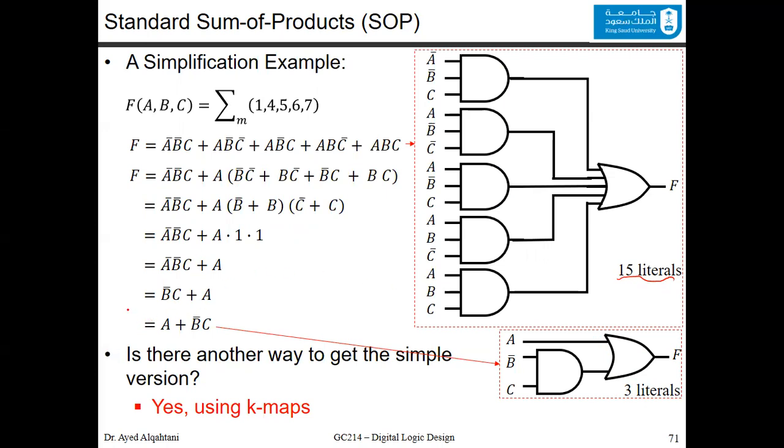Now here is the key question. Is there another way, other than applying Boolean algebra, to get this simple block diagram from a minterm form, which is the standard form, a sum of minterms? And the answer is yes. And we actually can use what we call K-maps. We will see this in the next video.